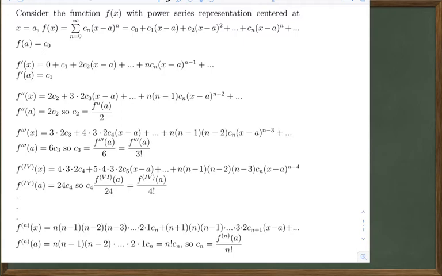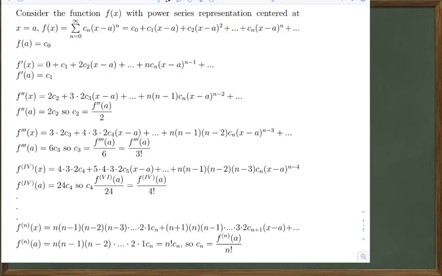Now if we evaluate the series at a, f of a is going to be c naught because everything else is going to absorb. Well, what about the derivative? If we take the derivative of f of x, the c naught would be 0, then we'd have c1 plus 2c2 x minus a plus dot dot dot all the way out to n c sub n x minus a to the n minus 1, and it would keep going. Now if we evaluate the first derivative at a, that would be equal to c1. Everything else has an x minus a, and so that's all going to absorb.